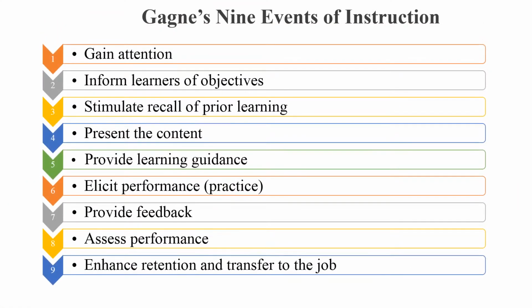Gagne's 9 events of instruction are: gain attention, inform learners of objectives, stimulate recall of prior learning, present the content, provide learning guidance, elicit performance, practice, provide feedback, assess performance, and enhance retention and transfer to the job.